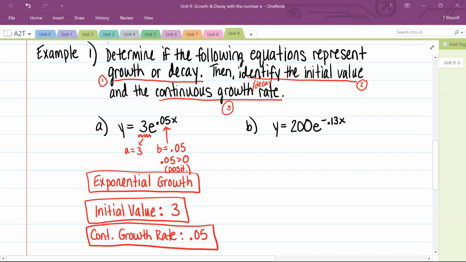All right, same thing in letter B. So y equals 200e to the negative 0.13x. Again, first things first, is it growth or decay? That's going to be based on that number here, b. Since b is negative 0.13 and negative 0.13 is less than 0, or negative, that tells us that we're dealing with exponential decay.